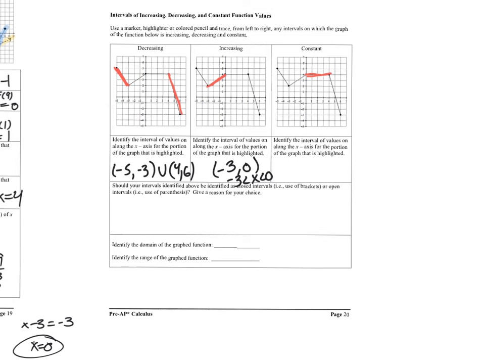And the interval is when x is 0 to 4. And so we could say x is bounded between 0 and 4, okay? Now, should your intervals identified above be identified as closed intervals, example, use of brackets, or open intervals, example, use of parentheses? Give a reason of choice, okay?